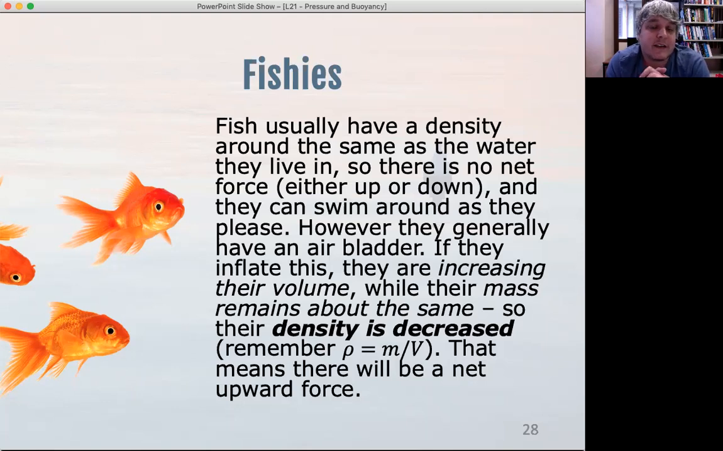The interesting part is that they have an air bladder. Fish have this bladder inside them that they can fill up with air. If they inflate it, they increase their volume, and if they increase their volume without increasing their mass, they decrease their density. So they'll have a net upwards force. They can force themselves up and down just by inflating or deflating this air bladder, rising or sinking accordingly. So they don't necessarily have to swim themselves up and down. They can just inflate or deflate.